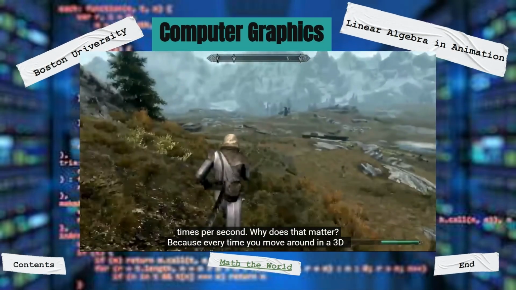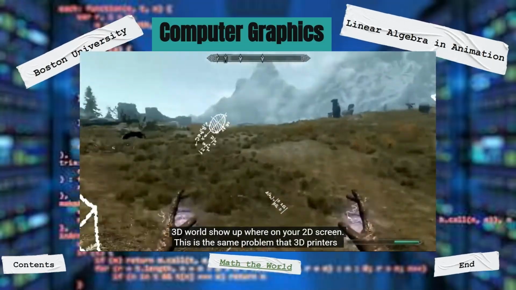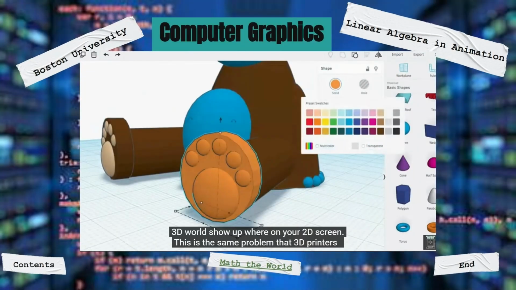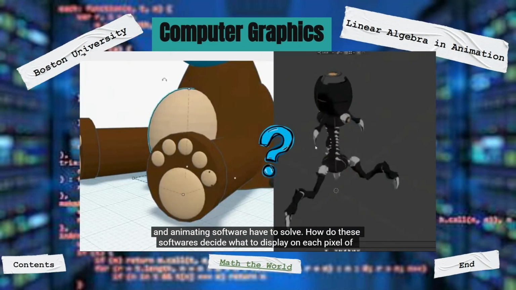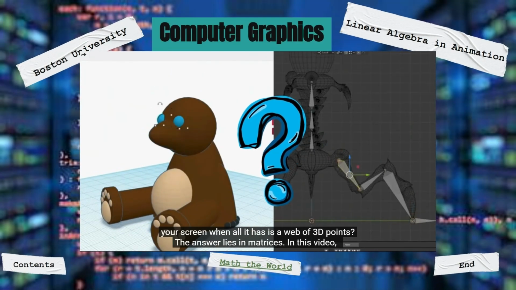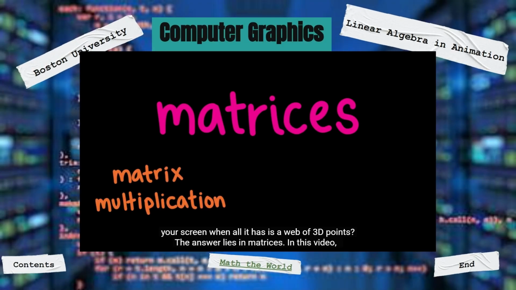Why does that matter? Because every time you move around in a 3D world, the computer has to do a bunch of matrix operations to figure out which pixels in the 3D world show up where on your 2D screen. This is the same problem that 3D printers and animating software have to solve. How do these softwares decide what to display on each pixel of your screen when all it has is a web of 3D points to work with? The answer lies in matrices. And in this video, we'll explore a powerful way to think about matrix multiplication.